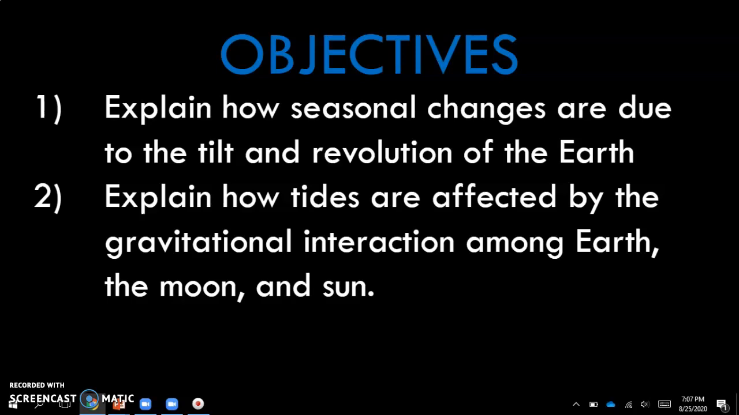Our first objective that we're going to be going over is explaining how seasonal changes are due to the tilt and the revolution of the Earth. And then our second objective is to explain how tides are affected by the gravitational interaction among the Earth, the Moon, and the Sun.